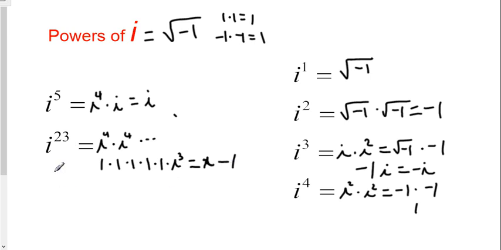Now let me dumb this down for you. What you want to do, if you're on my math team, you hear me say this all the time, you want to cast out 4s. How many 4s can I take from 23? I can take 5 groups of 4.